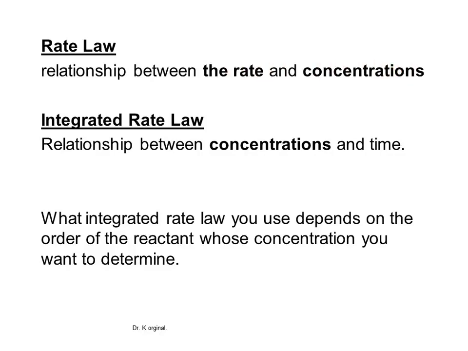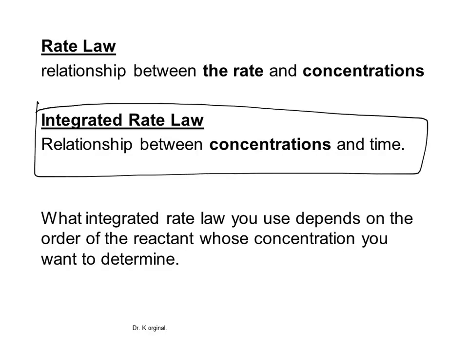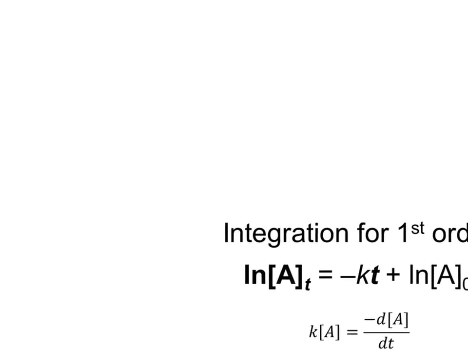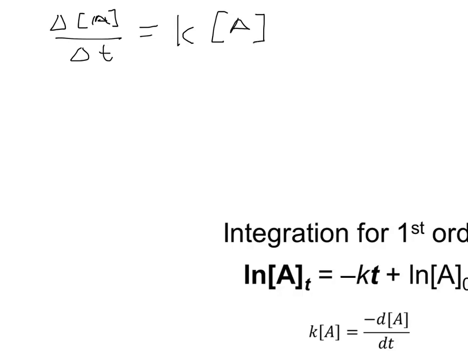All right, first of all, review rate laws, the relationship between rate and concentration. What we're going to be dealing with now is our integrated rate laws, which express the relationship between concentration and time. And an integrated rate law is exactly what it sounds like. You arrive at it through integration. Let's take a look at a first-order reaction. A first-order reaction would have the change in the concentration of A divided by the change in time equal to a constant times the concentration of A.